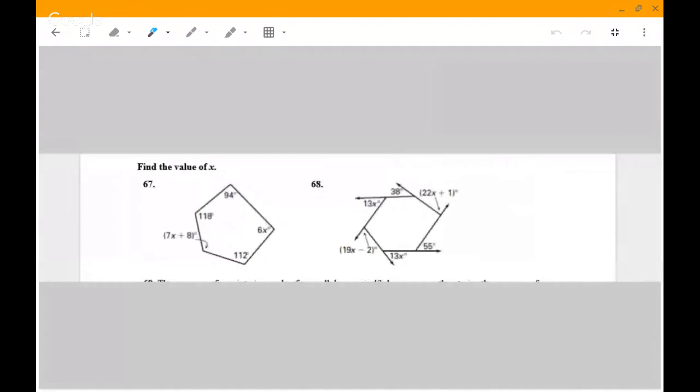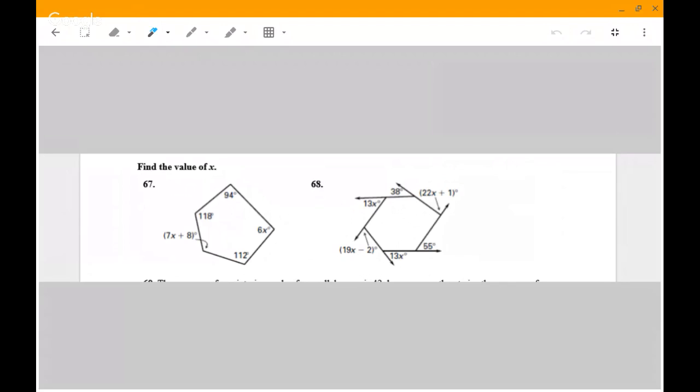All right. So 67, those are interior angles of a polygon. I'm going to find where this is in the book too, so that if you need to go back and look. It starts on page 501 in section 8.1 if you want to go back and look at that section, okay?